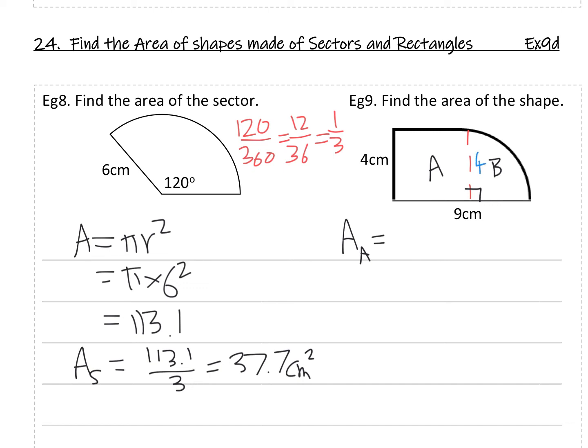which must mean as well then that it's 4 from here to here, because that's the radius of the circle and that's also the radius of the circle. And if that's 4, it leaves this one here to be 5 centimeters. So the area of A is going to be 4 times 5, which is 20.